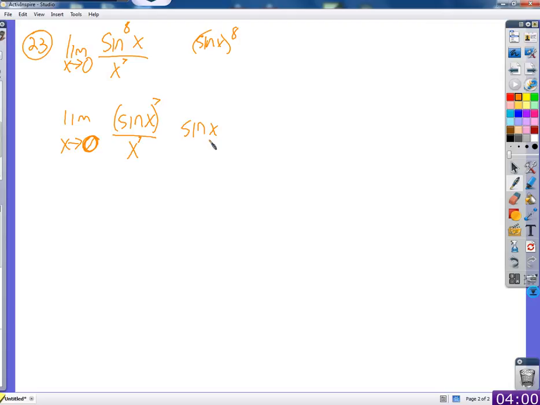So we get 1 to the 7th. Yes, this would be like this fraction to the 7th, so this would be 1 to the 7th, and this part would go to 1. This part would go to what?